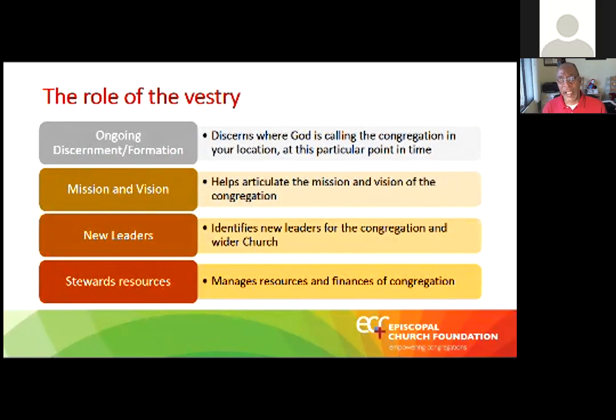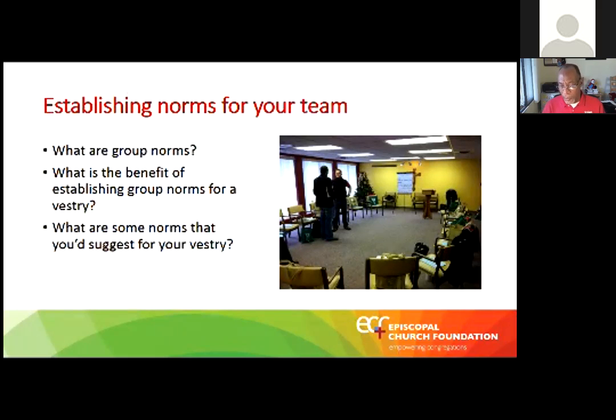Generally, on the second day, we spend a considerable amount of time talking about the role of the vestry. And what we see at ECF is vestries have four primary roles: discernment, mission and vision, selecting and identifying new leaders, and of course, management and being good stewards of the resources of the congregation. We spend some time talking about this and then going through some of the understanding of what vestries are responsible for.